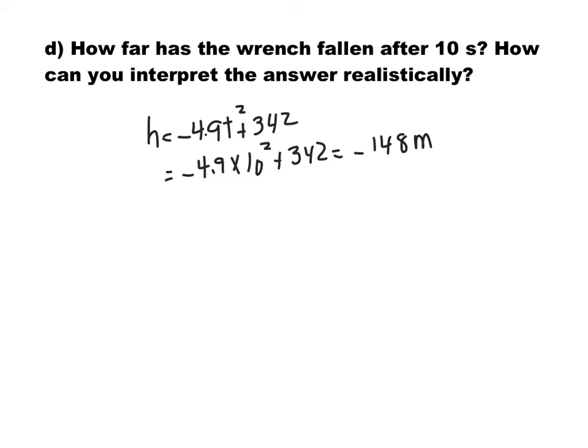Now, in the context of the problem, this negative doesn't make sense. The only way that we can interpret this one is that the wrench has fallen into something like a lake, so it goes in the water, or it has fallen into a well. Otherwise, this answer doesn't make sense.